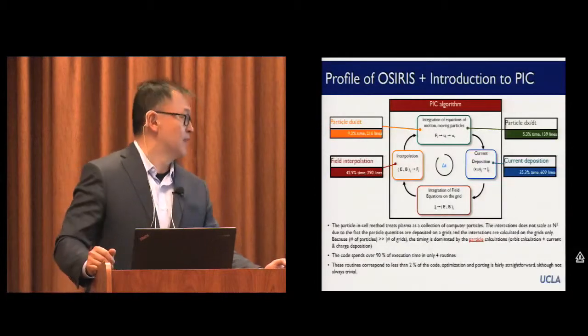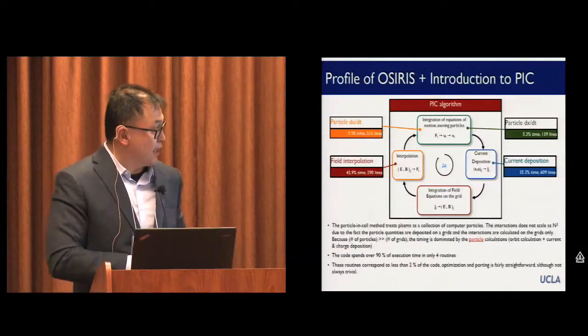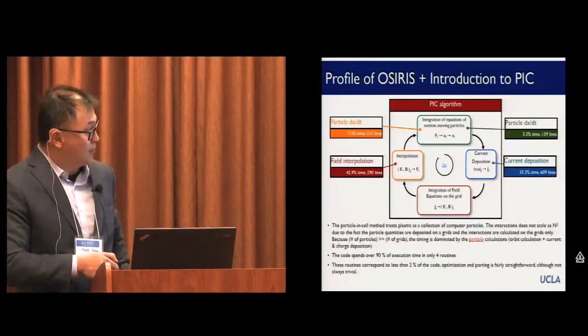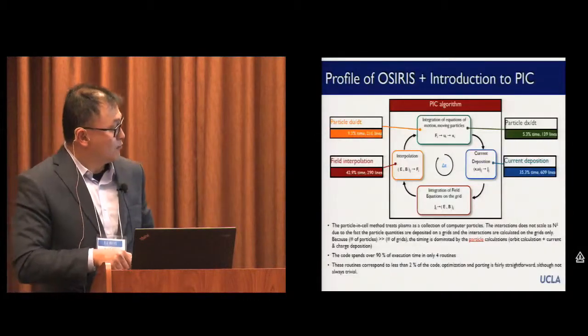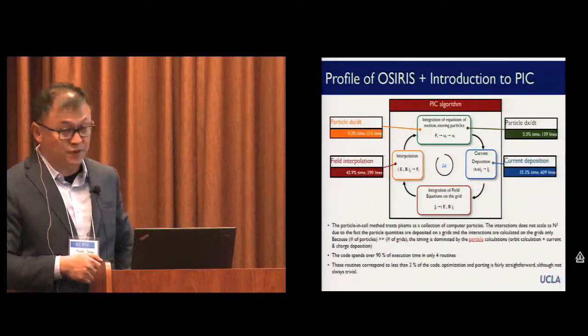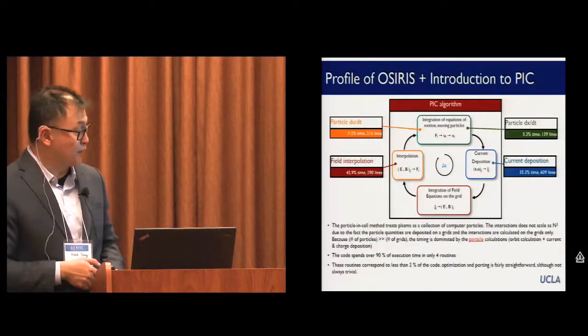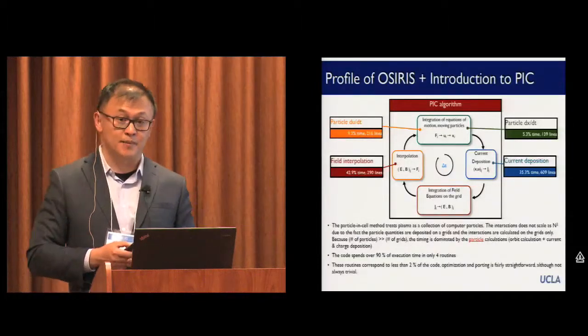And of course, even though we have some very sophisticated particle-in-cell codes, most of the time is spent inside this loop, which consists of roughly only about 2% of our code. So porting these codes to future architectures and optimizing them is fairly straightforward, although it's not always trivial, as I'm going to be talking about toward the end of this talk.